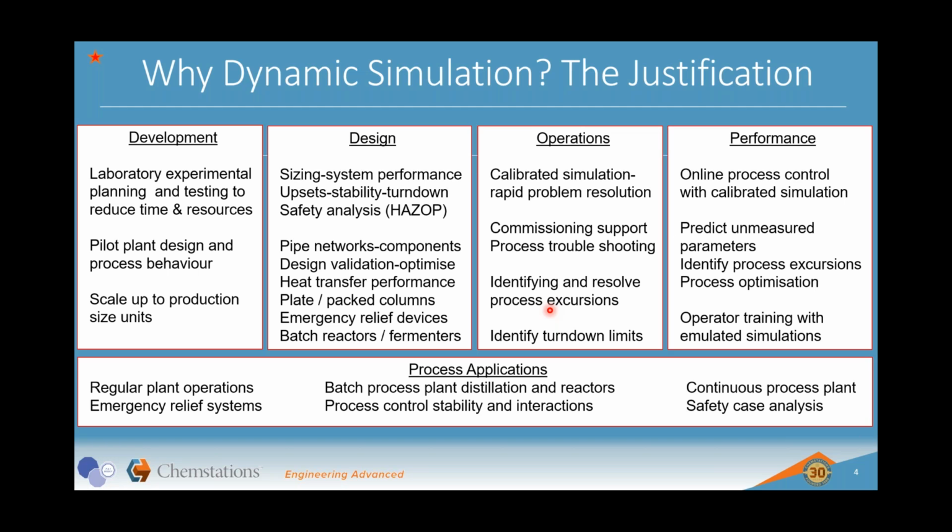Operations, again, we've been able to solve problems by modeling the process and identifying where problems occur and where they're coming from. And then on performance, it's powerful for doing optimization. You can, with a calibrated system, predict unmeasured parameters and identify process excursions. And it's applicable to a whole range of industries, not just batch processing, but continuous processing, emergency relief, safety case analysis, and even regular plant operations.